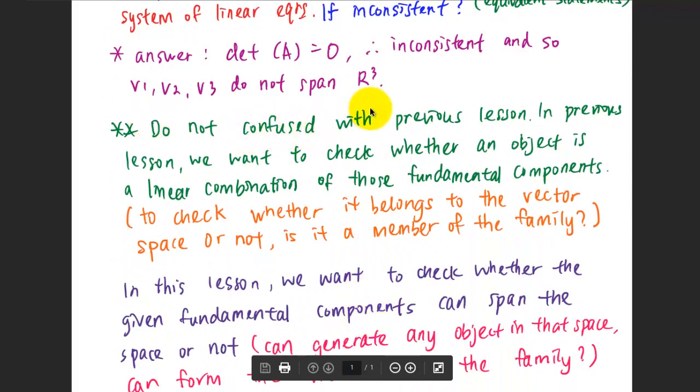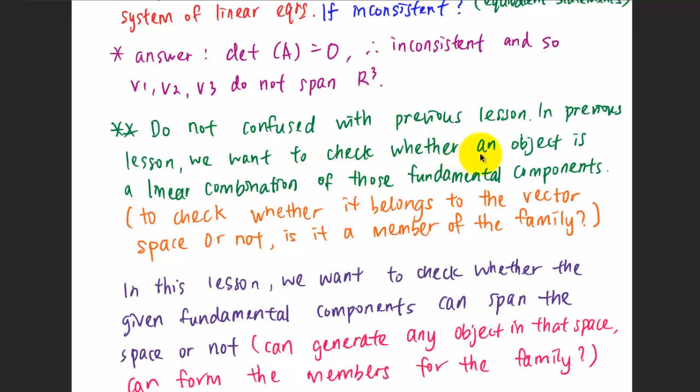And do not get confused with the previous lesson. In the previous lesson, we wanted to check whether a given object is a linear combination of those fundamental components, so to check whether it belongs to the vector space or not, is it a member of the family? In this lesson, we want to check whether the given fundamental components can span the space or not, or whether you can use them to generate any objects in the space, or form the members of the family.